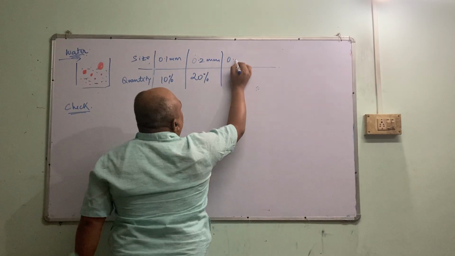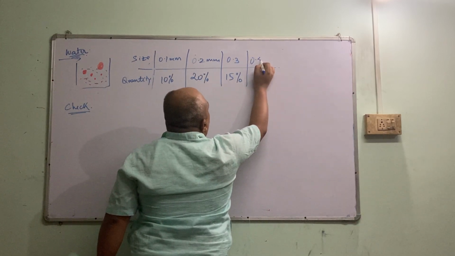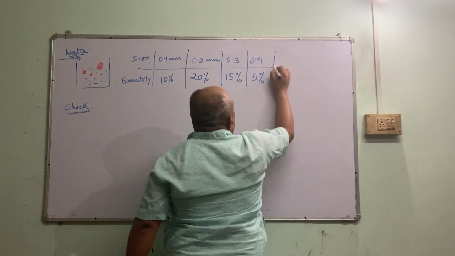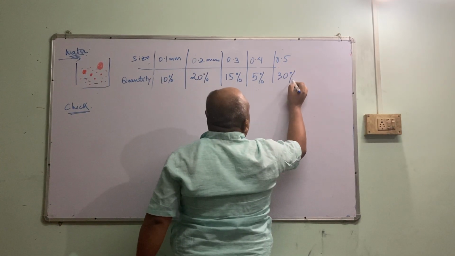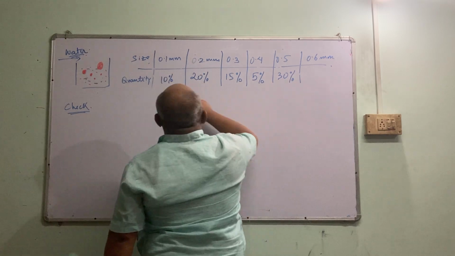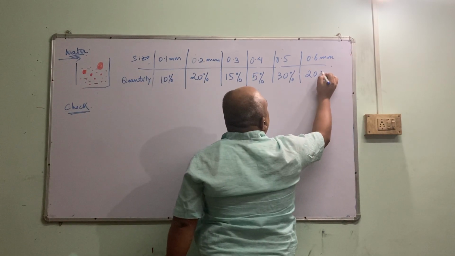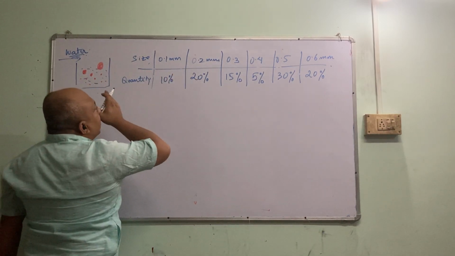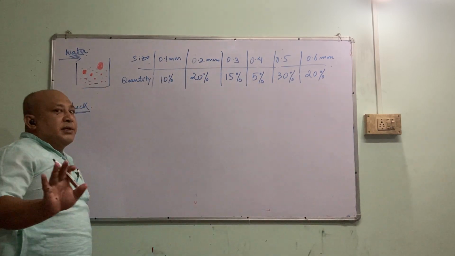And then similarly, 0.3 mm, 15%. 0.4 mm, 5%. 0.5 mm, then 30%, and then 0.6 mm. Adding up, 10, 20 is 30, 45, 50, 80, the remaining 20% is 0.6 mm. So this sort of sample we collected, and we came to see that different sizes are there, not only one size. So this is 10%, 20, 15, 5, 30, 20. I think it's very clear.